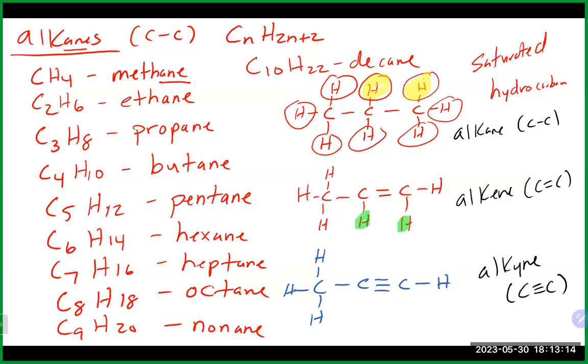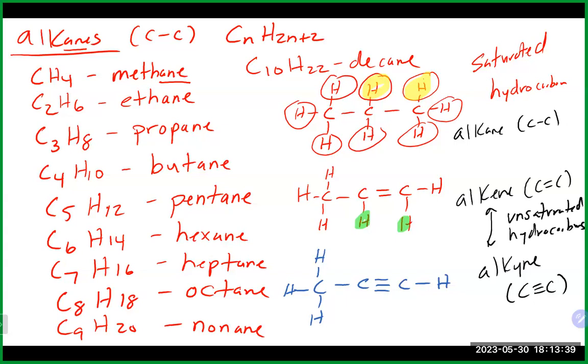Now, when we look at this here, these two guys are what are referred to as unsaturated hydrocarbons. That is because they have at least one double bond or triple bond, which means you no longer have the maximum number of hydrogens that you could have. And so they're referred to as being unsaturated.